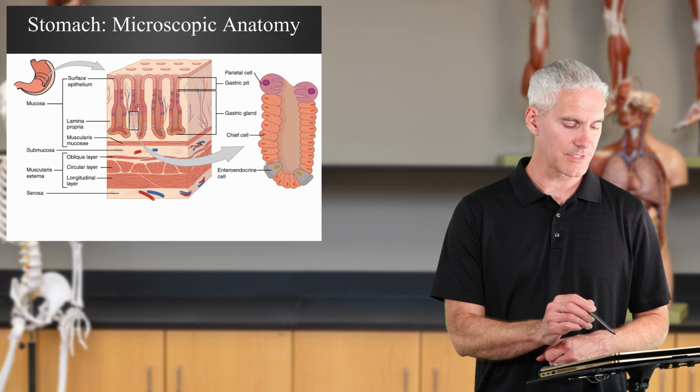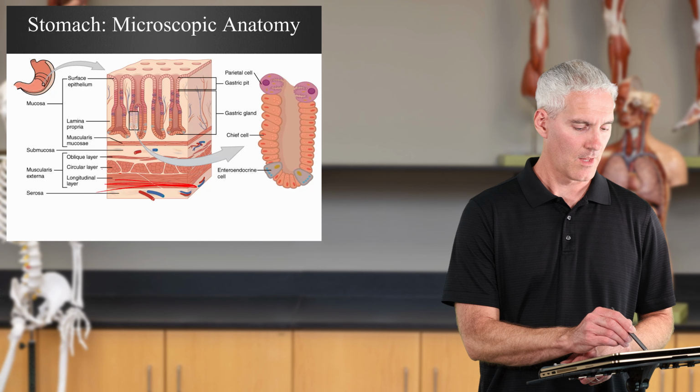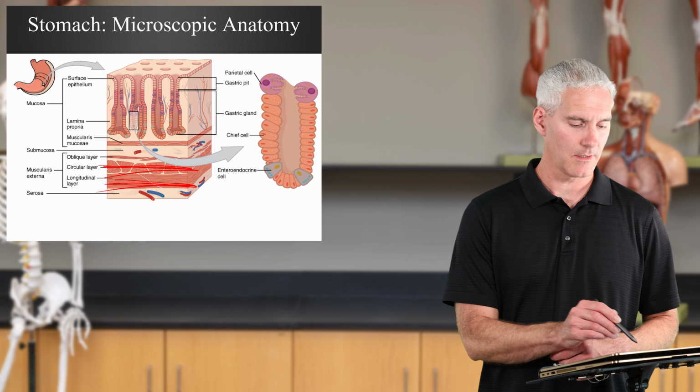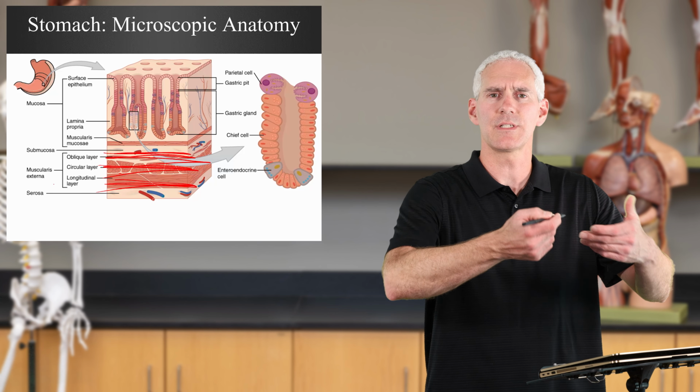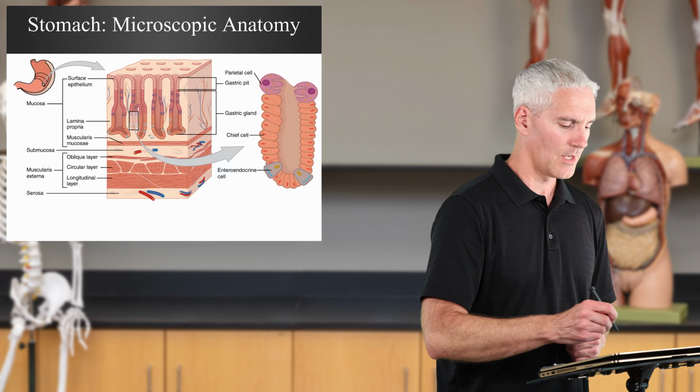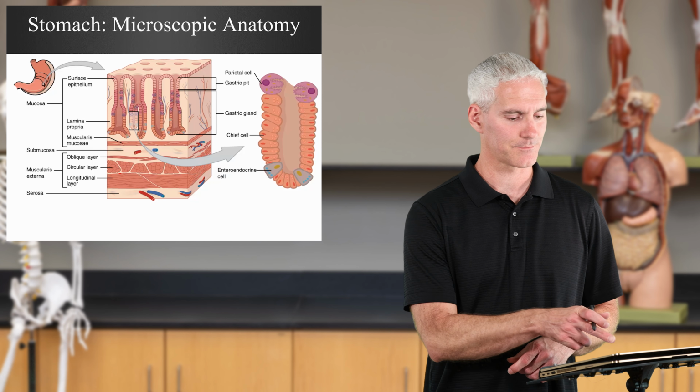And you can see the 3 layers here. The longitudinal layer is the most external of the 3. The circular layer is kind of in the middle, and the oblique layer, the unique one, is the deepest, going closest into the lumen. So 3 different layers of the muscularis externa.